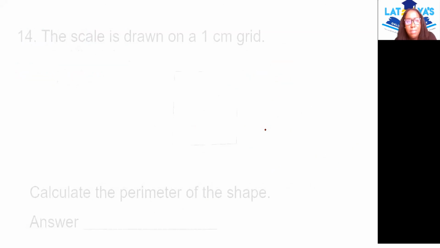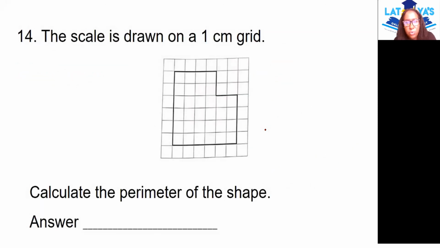We have 2 more questions left. Let's go on to question 14. The shape is drawn on a 1 centimeter grid. Calculate the perimeter of the shape. Now perimeter is the distance all around. So all I'll be doing is adding all the sides of the shape. Here is 1, 2, 3, 4 centimeters. Here is 2. Here is 2, and 1, 2, 3, 4 here. 1, 2, 3, 4, 5, 6 here. 1, 2, 3, 4, 5, 6 here. So all I need to do is to add, and when I add all of this, I am going to get my perimeter to be 24 centimeters.